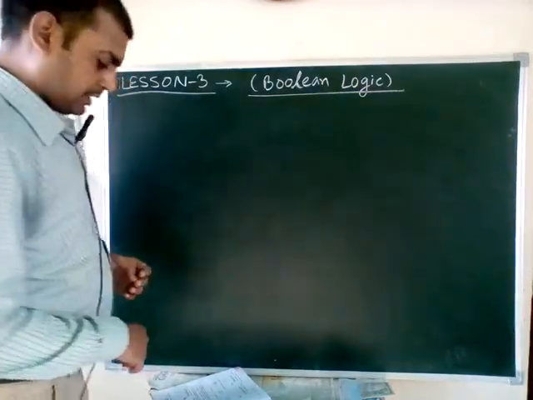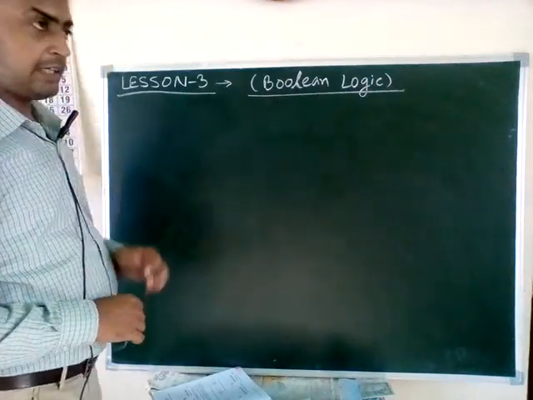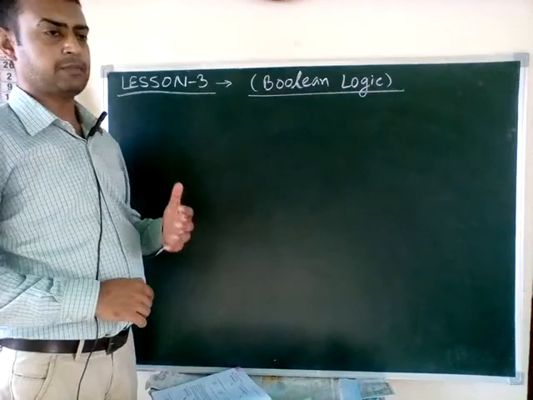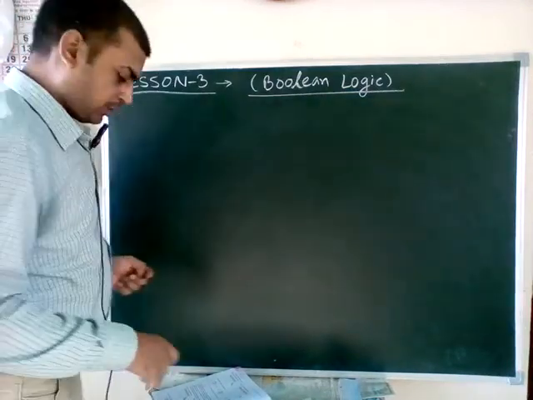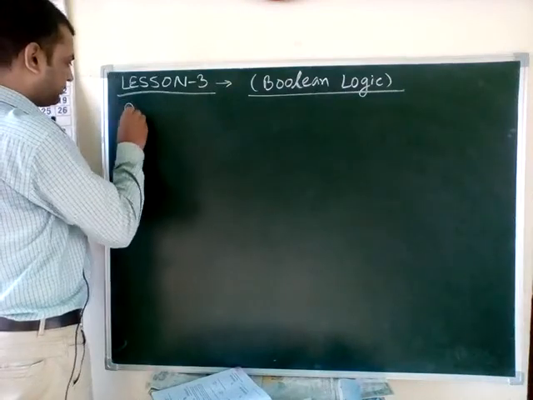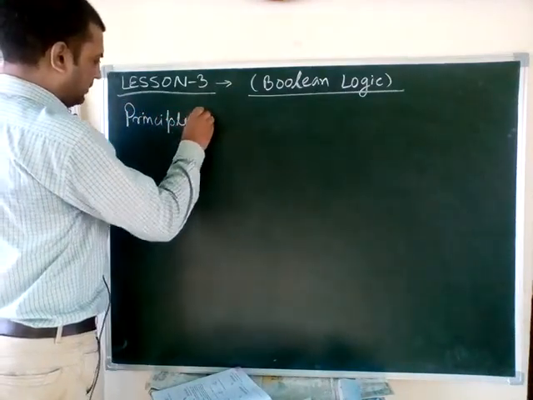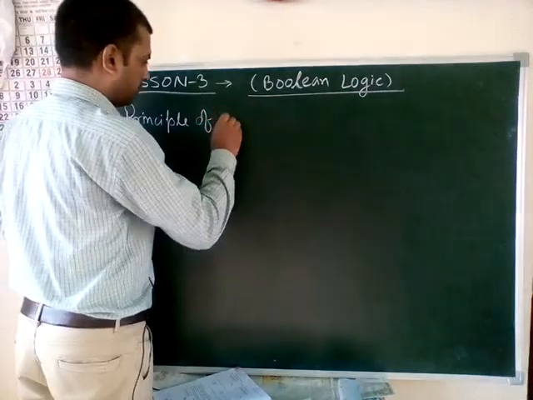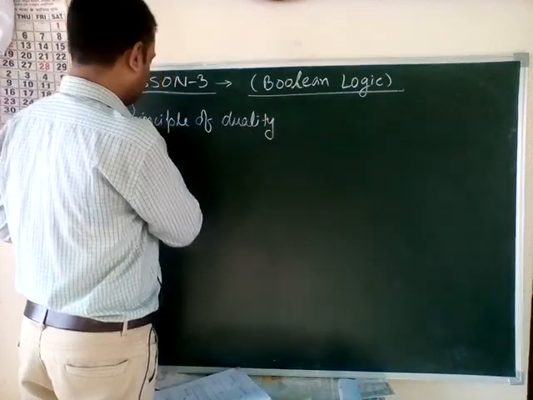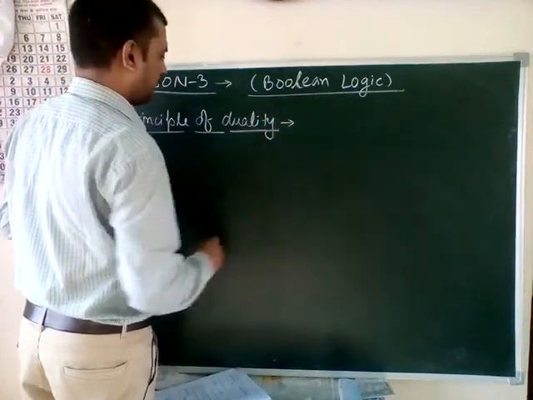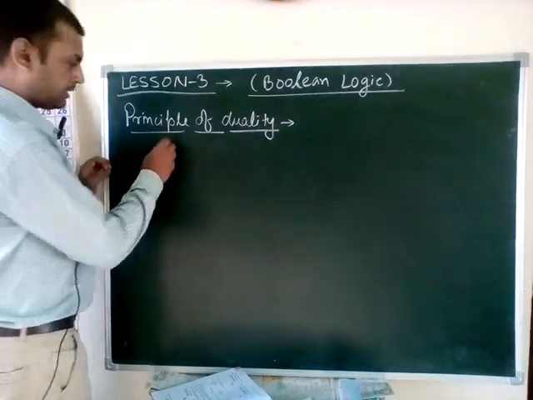Now in this, as it is given, this is the Boolean relation, and we can create some new relations with the help of this Boolean relation. Now the principle of duality. In this only three things we have to take care.